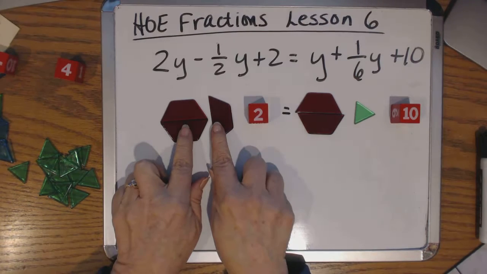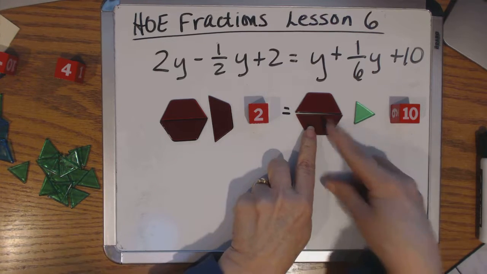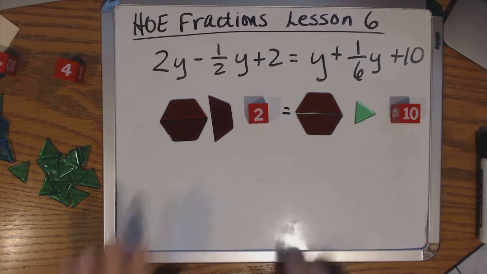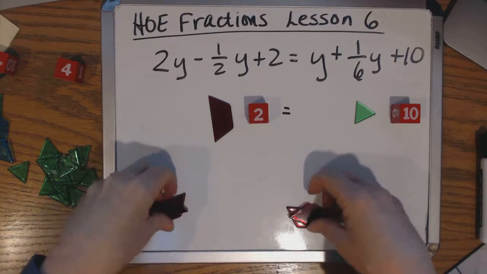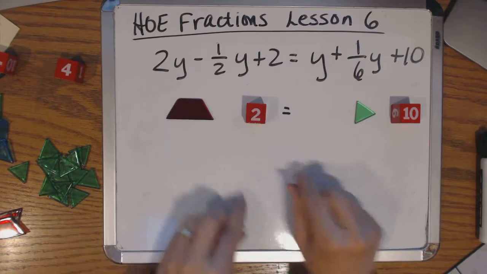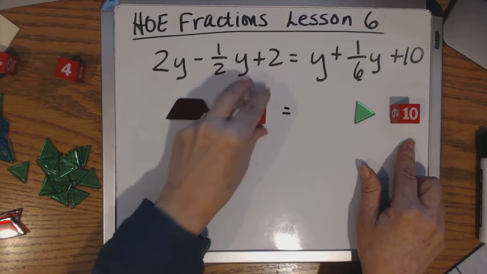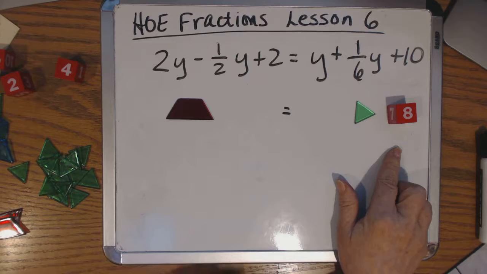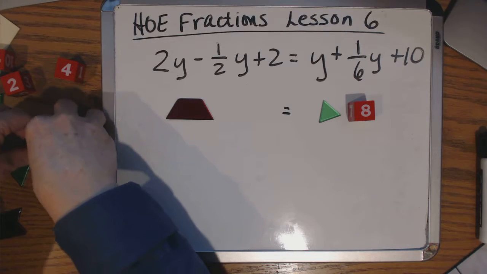This is my 2y minus a half. That gives me 3 halves, plus 2, is equal to a whole y, which is the same as 2 halves, plus a 1/6, plus 10. So this becomes really easy to see why I did that. It's easier for me to think in terms of removing the same thing from both sides. So now I have a half plus 2 is equal to a 1/6 plus 10. So let's take the 2 away from both sides, which will leave me 8 on the right side. So now I need to be able to take away a 6th.